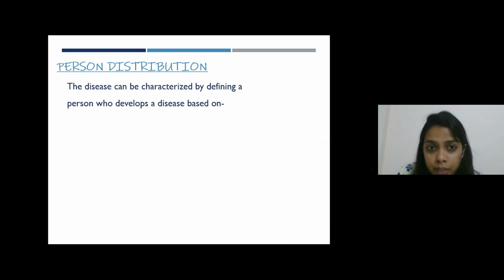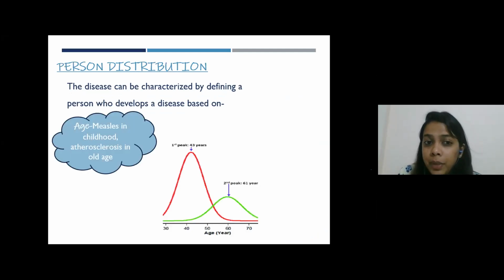Now, when you speak about person distribution, it's basically who develops the disease. This could be based on age. You have measles, which is a classic childhood disease, atherosclerosis, which is seen in older age. One important aspect that comes into picture when you're talking about person distribution is bimodality. Now, there are many diseases which can peak at two different age groups. The cause for the peaking in that particular age group may be the same, may be different. This graph is an example of cervical cancer, which has its first peak at 43 years and second peak at 61 years. You even have Hodgkin's lymphoma, which peaks at two different age groups in a lifetime.